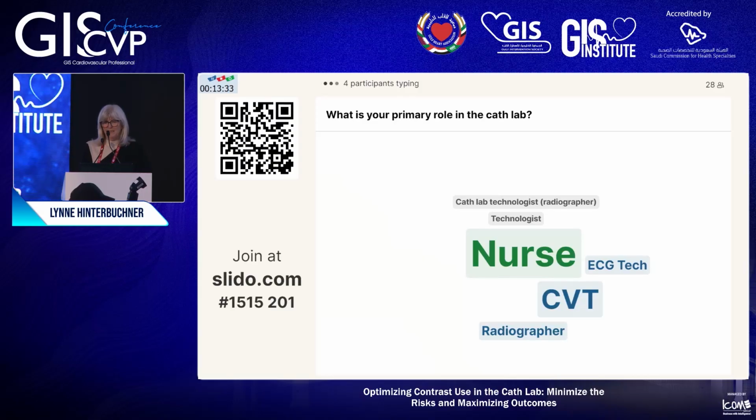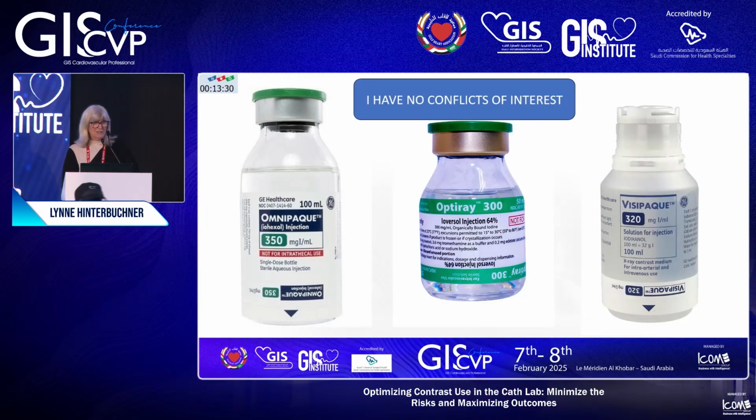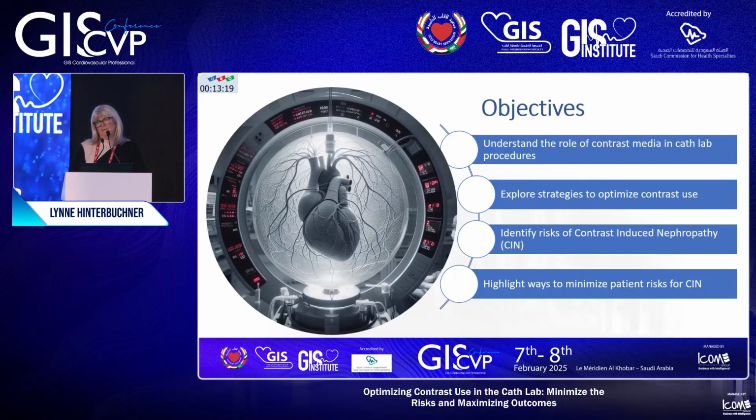So let's get started here. I have no conflicts of interest. I have no stock or any financial gains by any of the contrast companies that are out there. There's quite a few. So what are the objectives today?